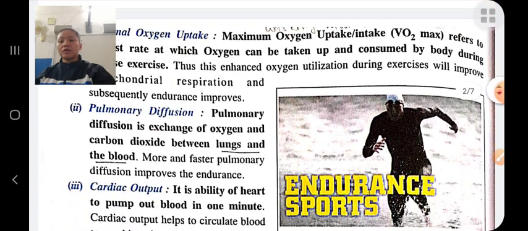Pulmonary diffusion. Pulmonary diffusion means the exchange of oxygen and carbon dioxide between the lungs and the body. So, if the pulmonary diffusion increases, the more and faster the pulmonary diffusion, the more and faster will be the exchange of oxygen and carbon dioxide, which results in improved endurance.